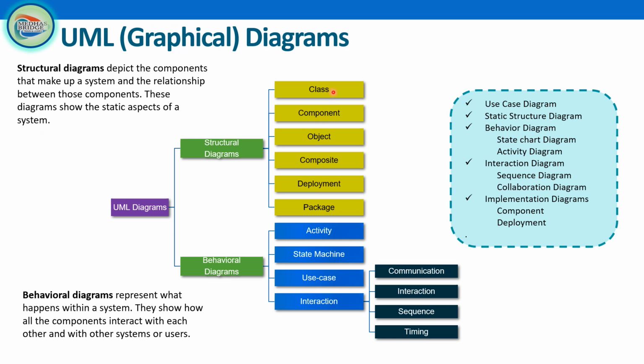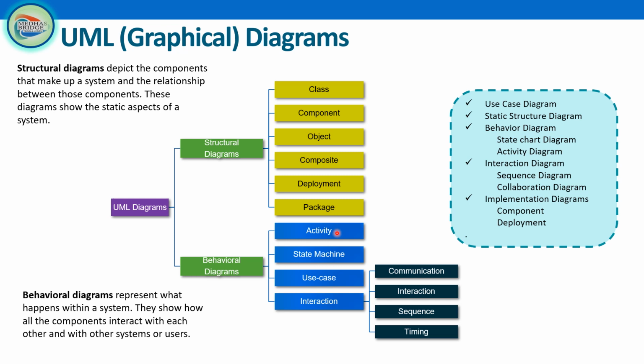We have classes, components, objects, composite, deployment and package as static diagrams. Static aspect of a system is what it represents. On the other hand, we have behavioral diagrams. Behavioral diagrams represent what happens within a system. They show how all components interact with each other and with other systems or users.